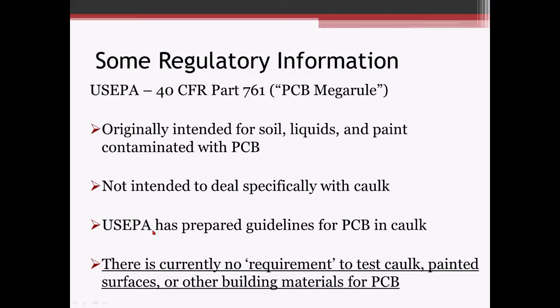The EPA has prepared guidelines for PCB in caulk and other building materials. Those are useful for clarifying how the regulations apply to those building materials. Also important to note, there's no current requirement to test any building materials for PCB. The problem is that when you do test them, be aware that you have to address them. If they're above 50 parts per million, they have to be addressed. So you have to be able and willing to take care of it if it is above that 50 parts per million threshold.